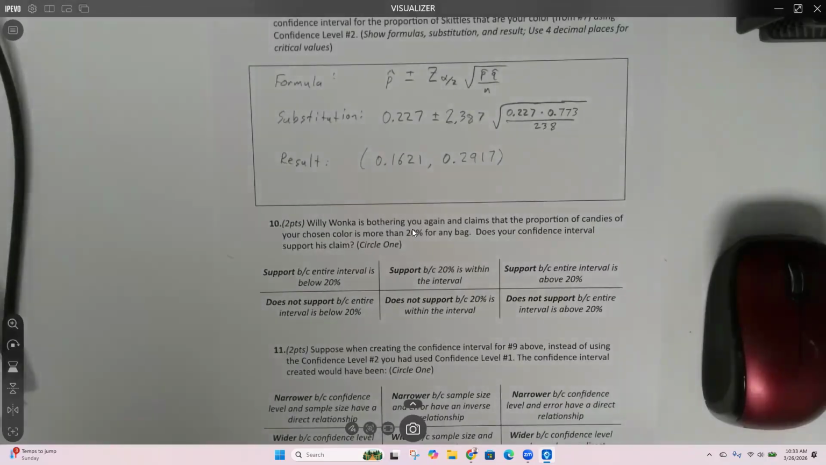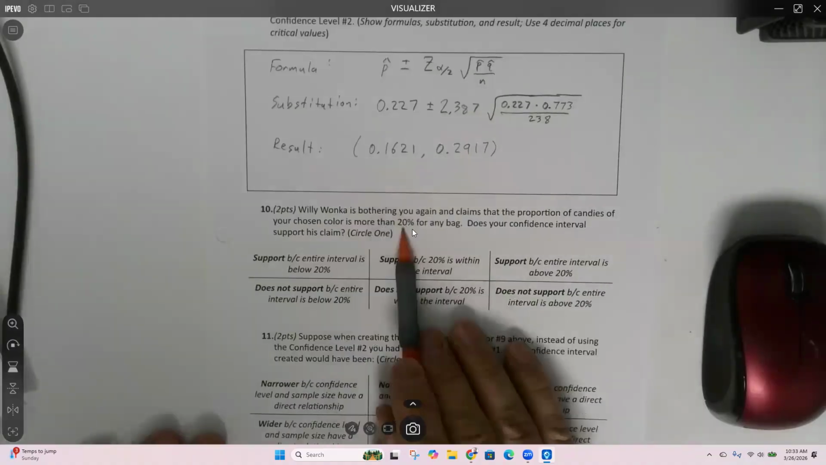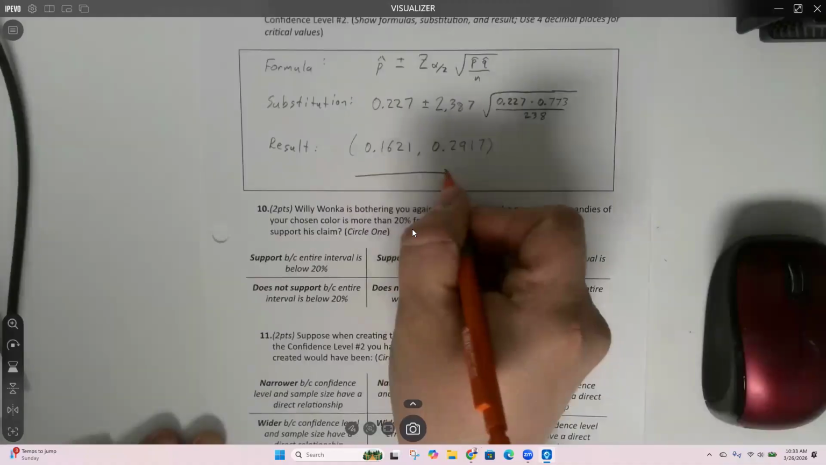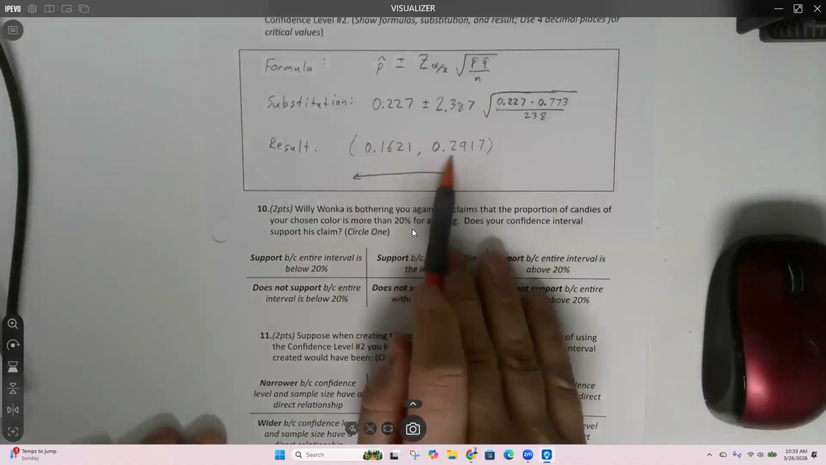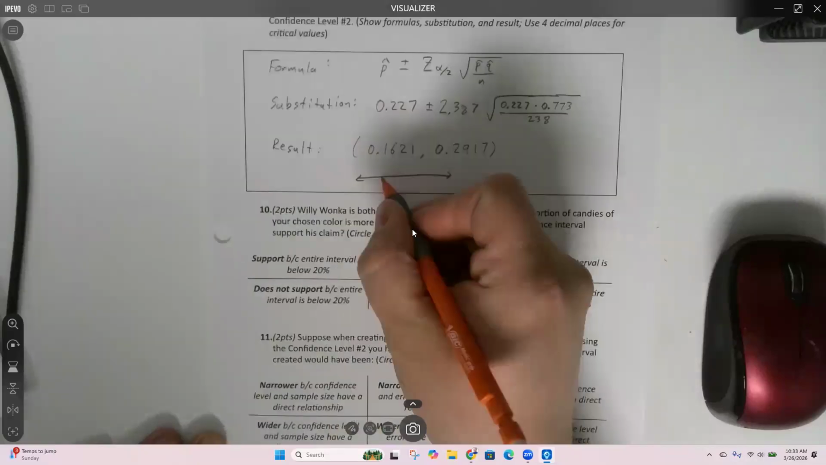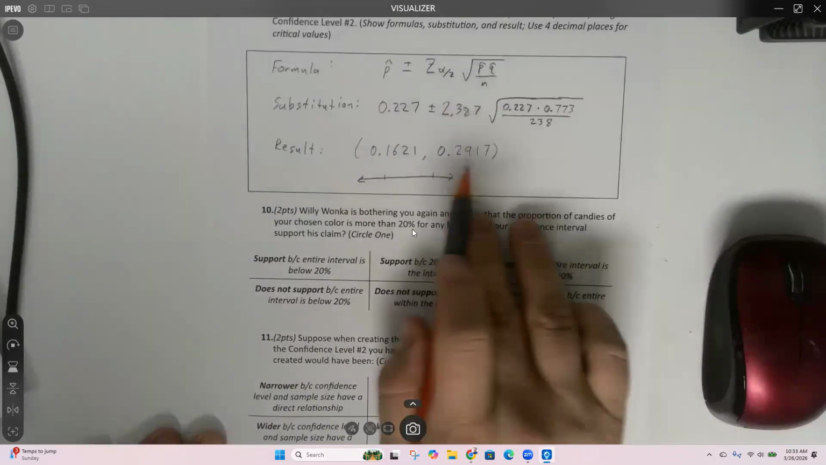Well, that depends on whether 20%, which is 1/5, so 1 divided by 5 is 20%, that's why he's saying 20%, is in your confidence interval or not. You don't need to draw a number line. You can just look at it and say, is 0.20 in this range or not?